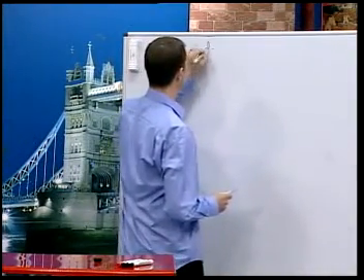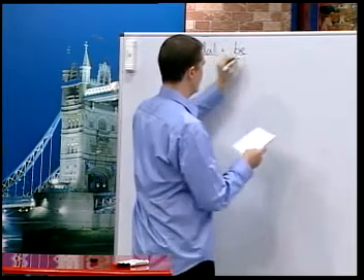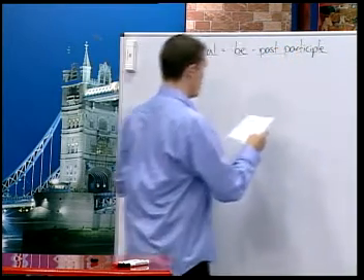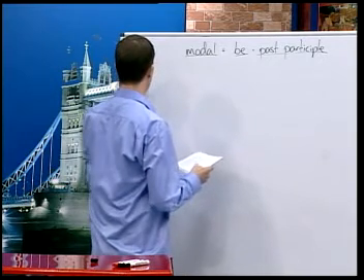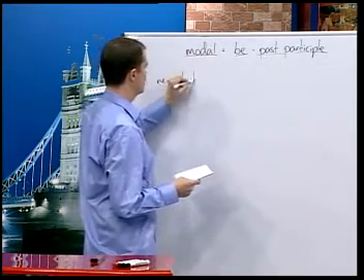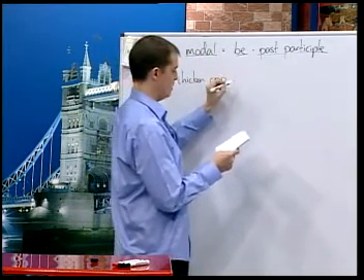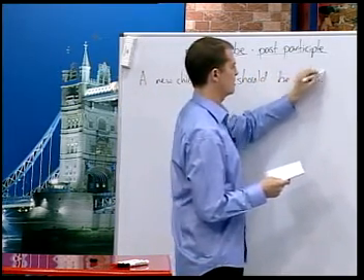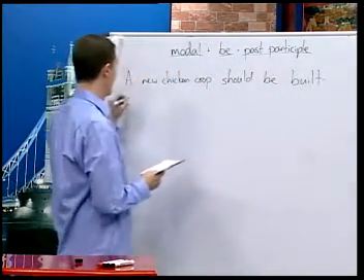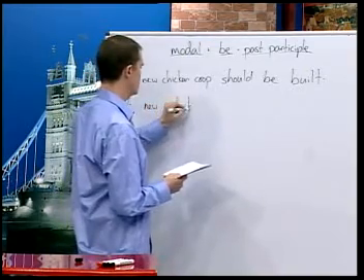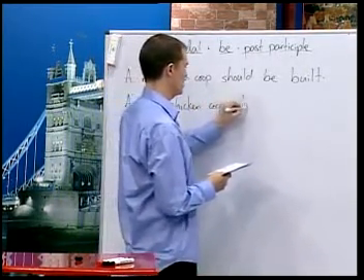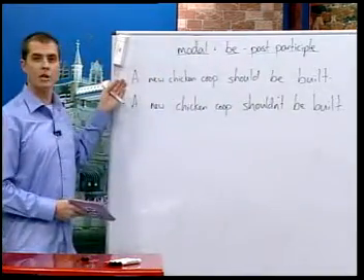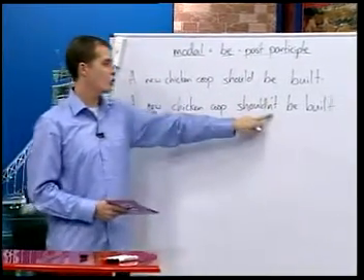Modal plus be plus past participle. Right, so a new chicken coop should be, in the past participle, built. The negative form is a new chicken coop shouldn't be built. Positive, a new chicken coop should be built. Negative, a new chicken coop shouldn't be built.